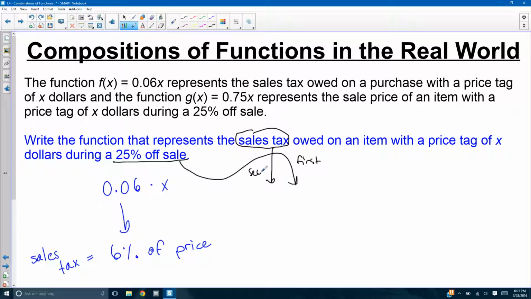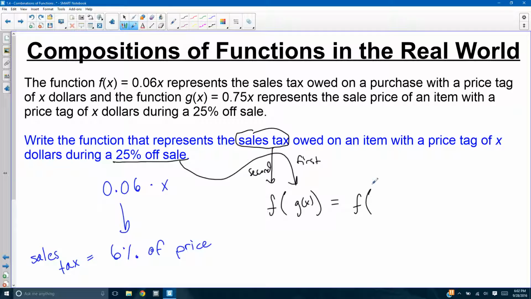Now, the reason why I'm writing it in this order with left and right is because sales tax represents f of x, and I'm going to take f of g of x. If I write it like this, I'm going to take g of x first, then I will take f of that value. And is there a difference between taking f of g of x and g of f of x? Sometimes there is. In this case, I'm not so sure that it actually is, but it's good to make sure that you note that difference, because when it does matter, it's going to be super important.